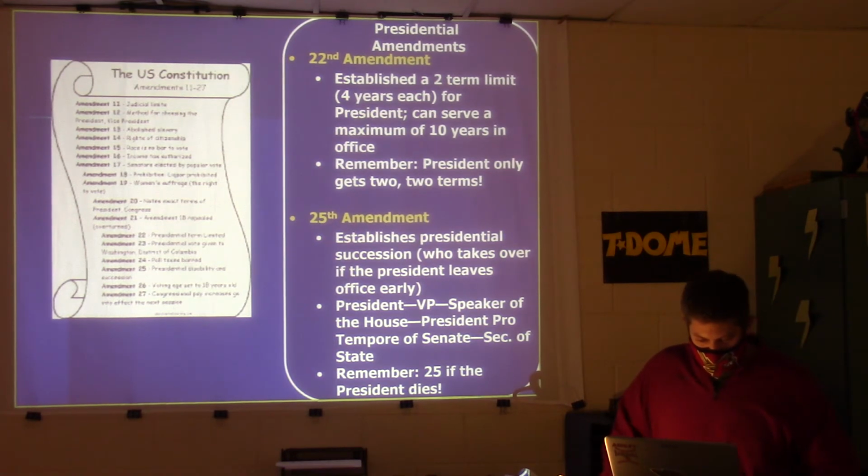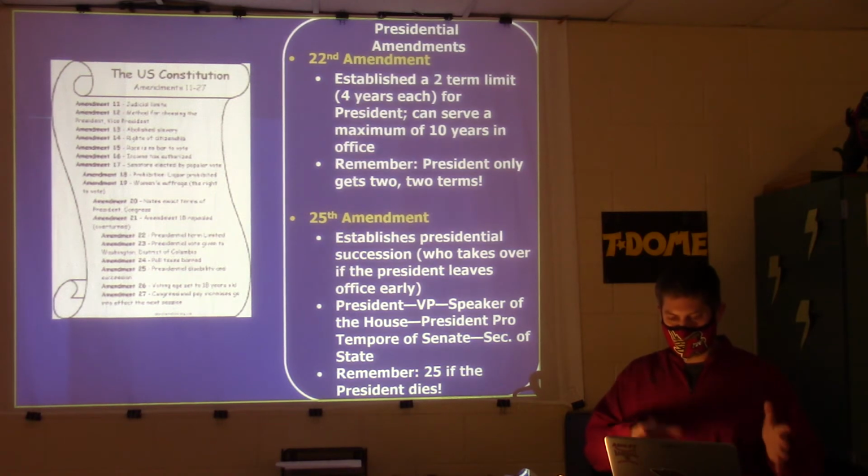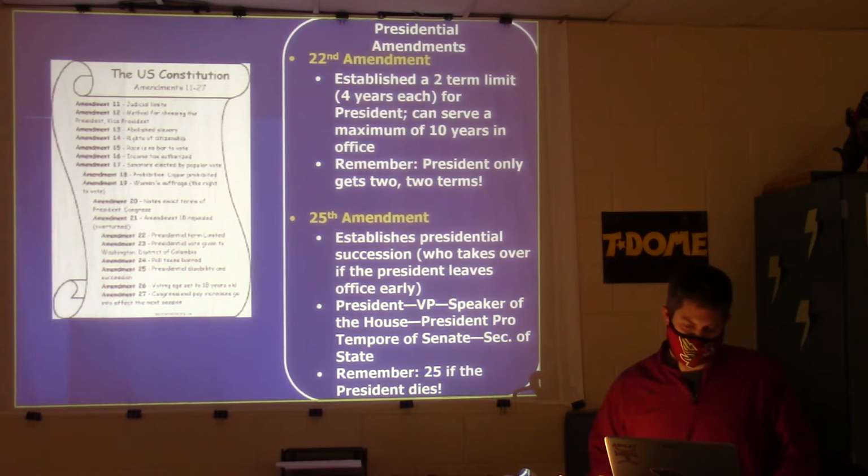25th Amendment establishes presidential succession. So who takes over if the president leaves office early? Naturally, it goes like this. The president is the president. If that person can't be president anymore, the vice president is president. If the vice president can't be the president anymore, the Speaker of the House is the president. And then the president pro tempore, which is kind of the second head of the Senate. And then it goes through the secretaries, and the highest ranking secretary is the Secretary of State.